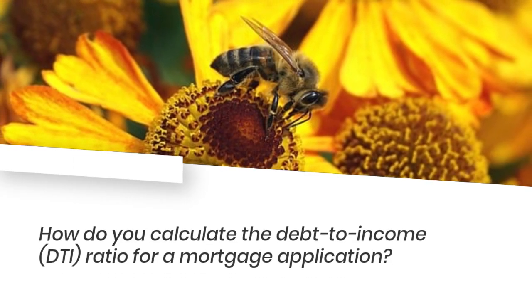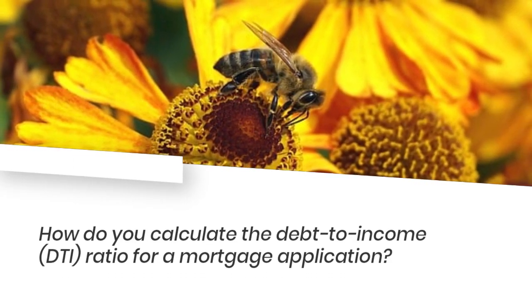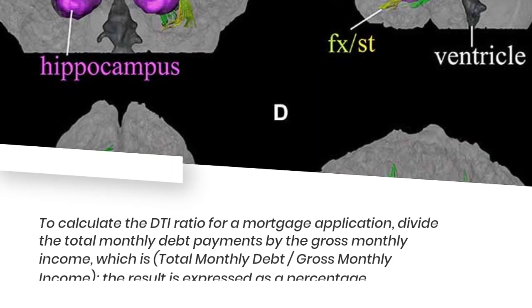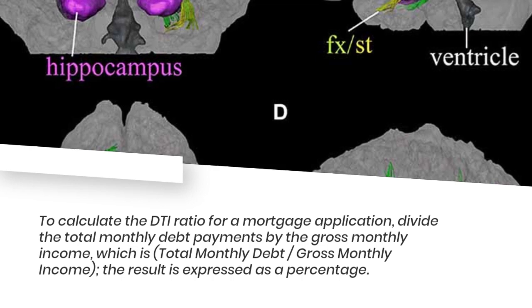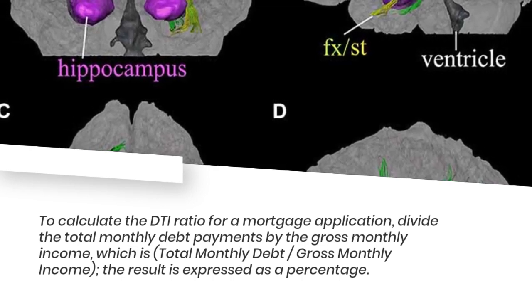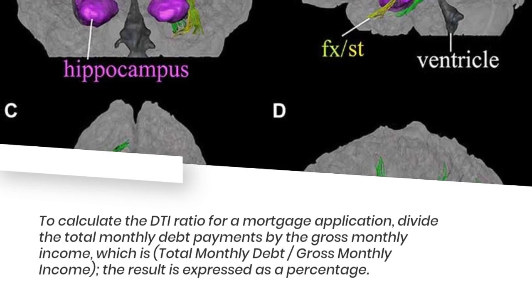How do you calculate the debt-to-income, DTI, ratio for a mortgage application? To calculate the DTI ratio for a mortgage application, divide the total monthly debt payments by the gross monthly income, which is total monthly debt / gross monthly income. The result is expressed as a percentage.